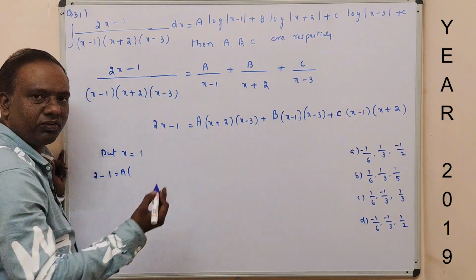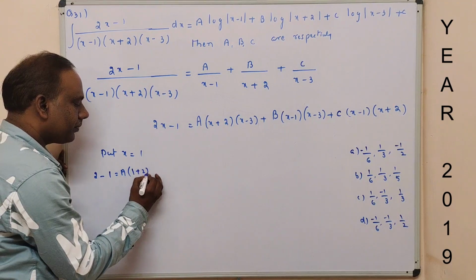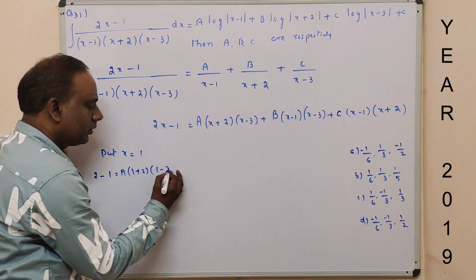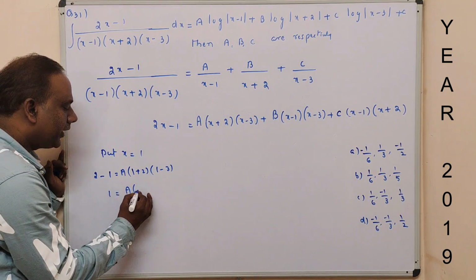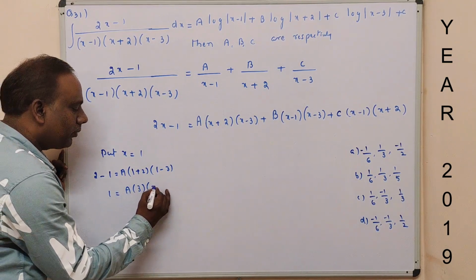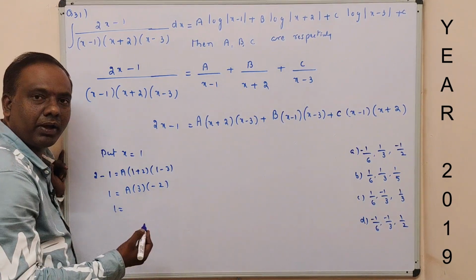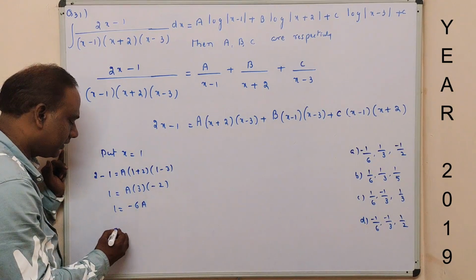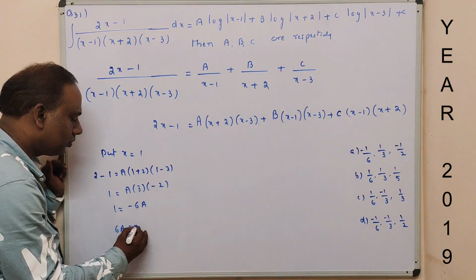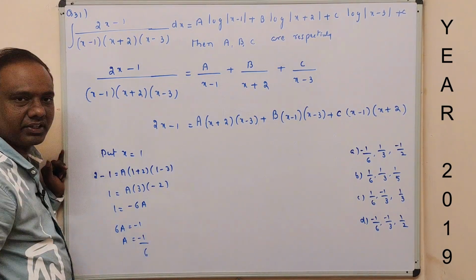Here in the place of x we substitute 1. Here 1 plus 2 into 1 minus 3. Here 2 minus 1 is 1. Here a into 1 plus 2 is 3, and 1 minus 3 is minus 2. So 1 is equal to 3 into minus 2, which is minus 6a actually. So 6a is equal to minus 1, so a is equal to minus 1 by 6.